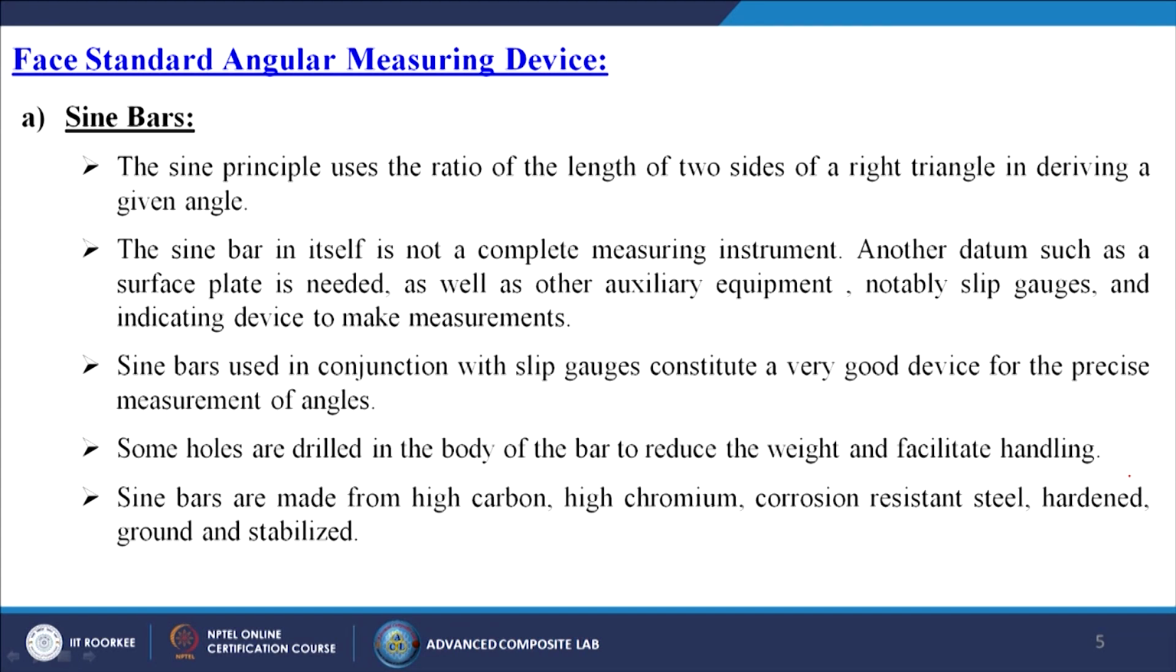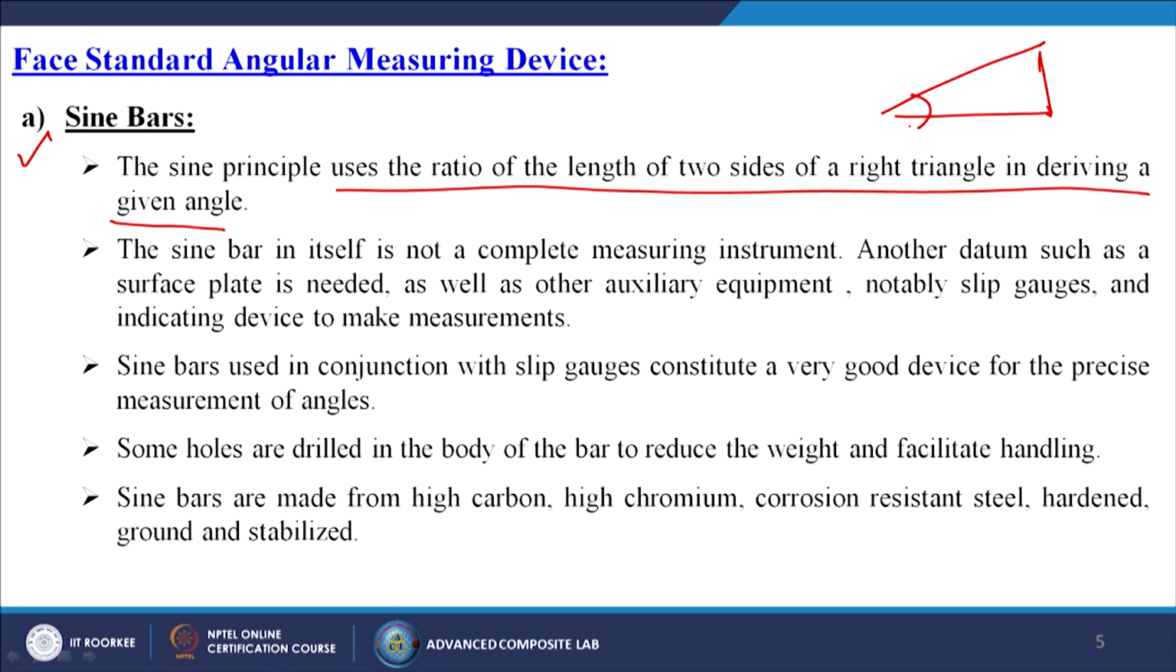The next one is the face standard angular measuring devices. The first one is the sine bar. As I told already, it works on the sine principle. The sine principle uses the ratio of the lengths of two sides of a right triangle in deriving a given scale. Simply, what is happening is, I want to measure this particular angle.